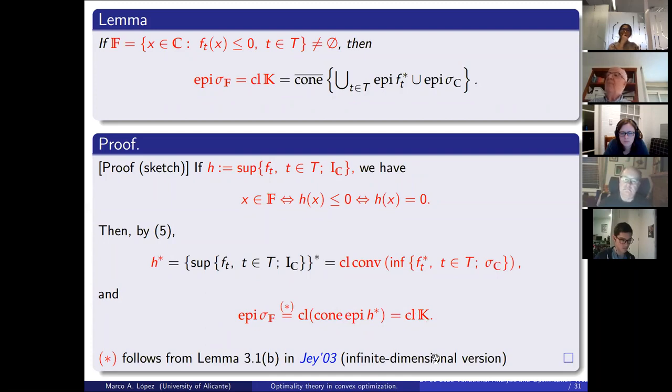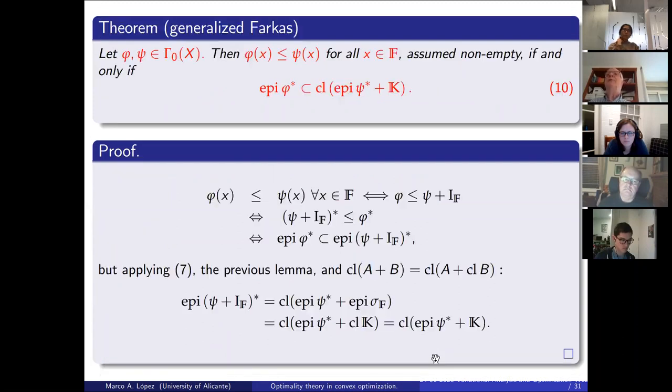Now, thanks to this lemma, I can prove very easily this generalized Farkas lemma. Suppose that I'm handling two functions in Gamma-zero, and the function phi minorizes psi over the feasible set F. Then this inequality happens if and only if the epigraph of the first function is included in the closure of the epigraph of this sum. This is the whole proof.